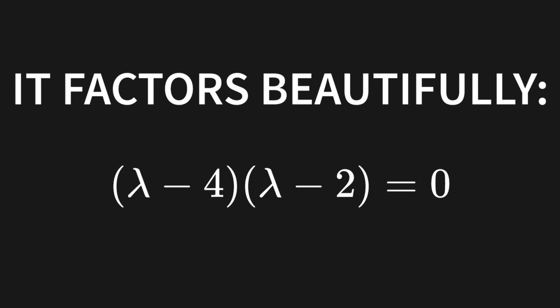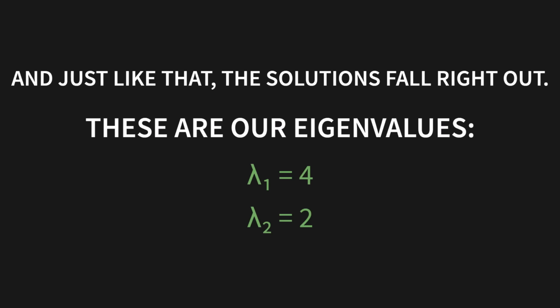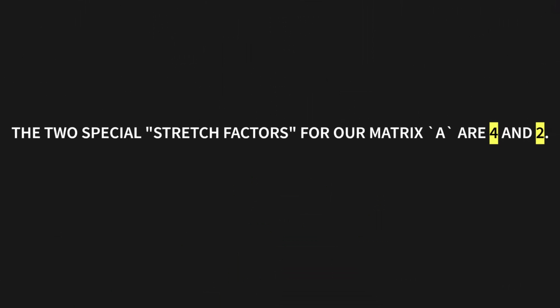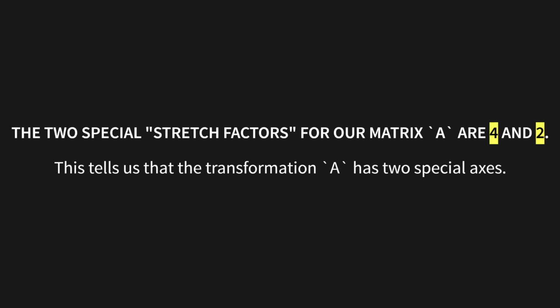Quick quiz, how does this factor? It factors beautifully. It becomes lambda minus 4 times lambda minus 2 equals 0. And just like that, the solutions fall right out. These are our eigenvalues. Lambda 1 equals 4 and lambda 2 equals 2. We've found them. The two special stretch factors for our matrix A are 4 and 2. This tells us that the transformation A has two special axes, and we just found out how much it stretches along them.